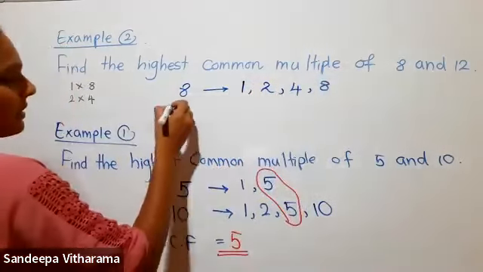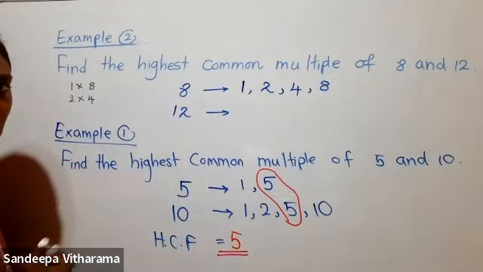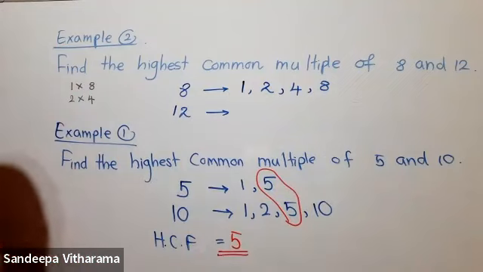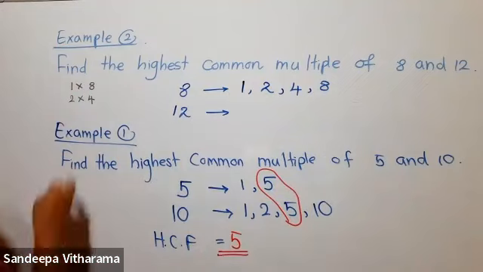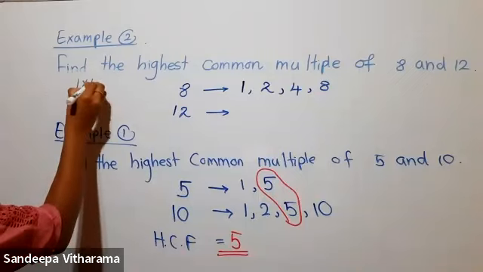Then write the factors of 12. How can we obtain 12? The numbers: 1 times 12. What else?